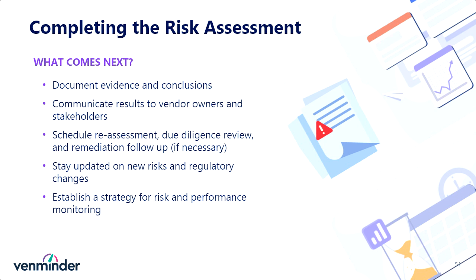For high risk and critical vendors, these activities should be done at least annually. Moderate risk vendors can be reassessed every 18 months to 2 years, and low risk vendors every 3 years or at contract renewal. And just as an ongoing activity, it's important to stay updated on new risks and regulatory changes. You'll also want to establish a strategy for monitoring the vendor's risk and performance, which can change even after that initial vendor risk assessment.